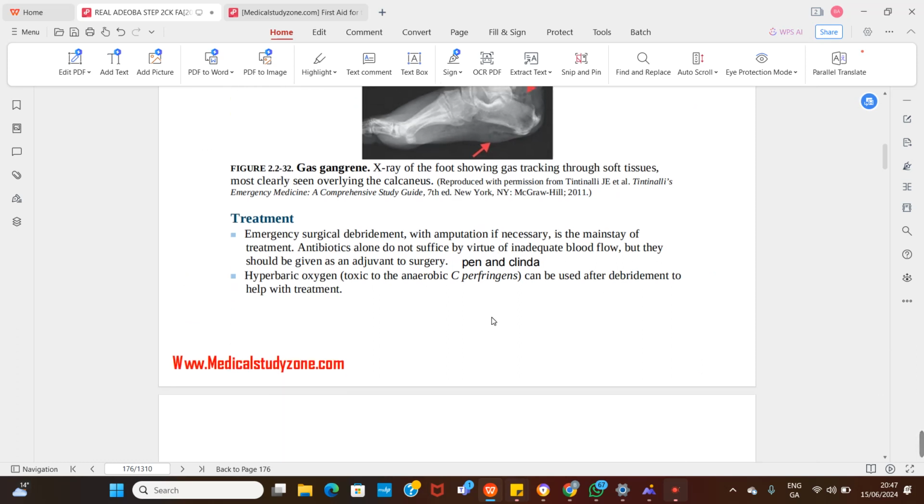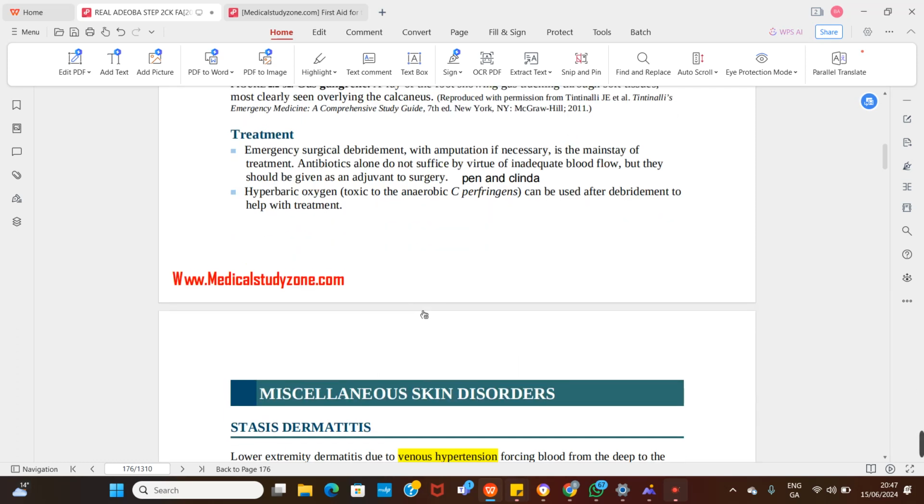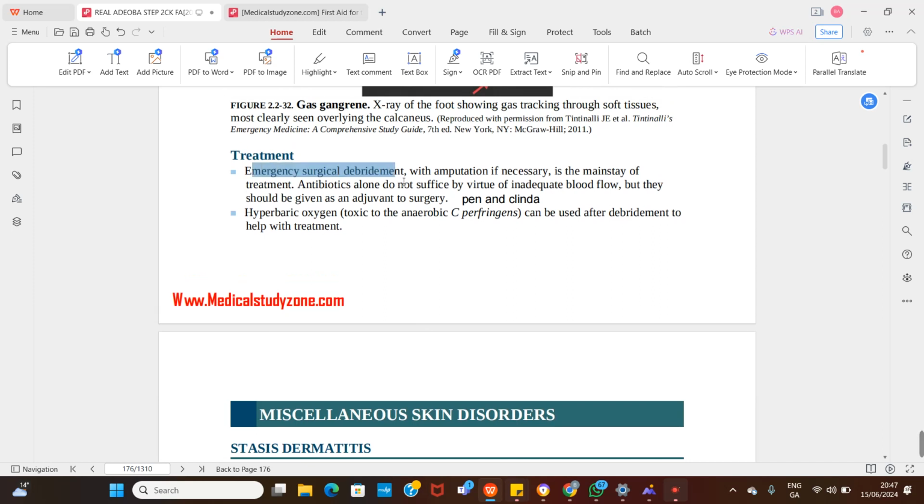So how do you treat? Your surgical debridement, very important. Amputate if it's necessary. These two are just the mainstay of treatment. You cannot give antibiotics first because of the impairment of blood flow, right? But you can do it after your surgery, adjuvant to surgery.